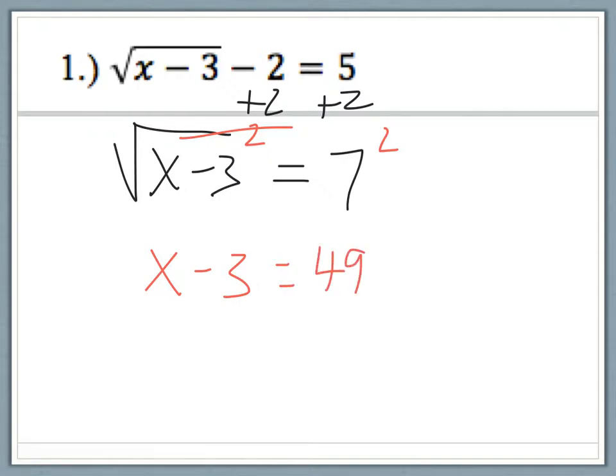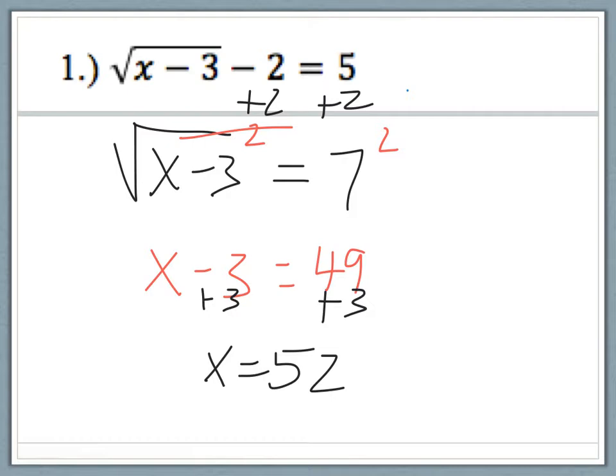Okay, now we're going to go ahead and solve for x. So add 3 to both sides. So x equals 52. Now I'm going to go ahead and plug that back in to the original.